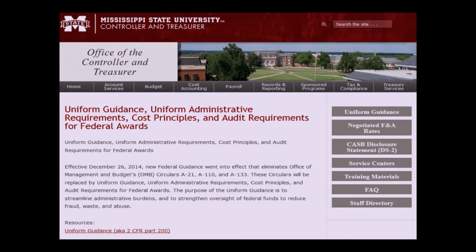Uniform guidance has a 2-fold purpose. First, it determines which costs are unallowable and allowable. Then second, if allowable, whether the cost is indirect or direct. And there are 3 things to remember for costs to be charged to sponsored projects. The cost must be allowable, the cost must be reasonable, and the cost must be allocable.